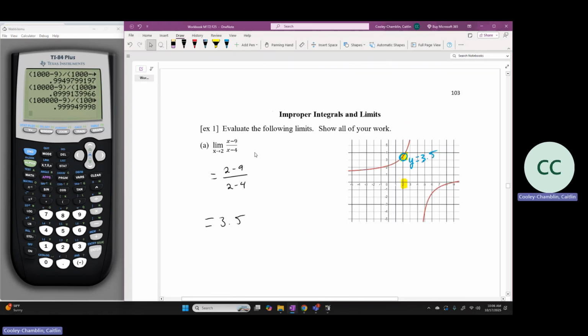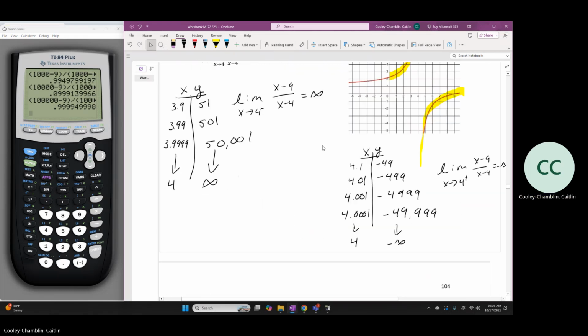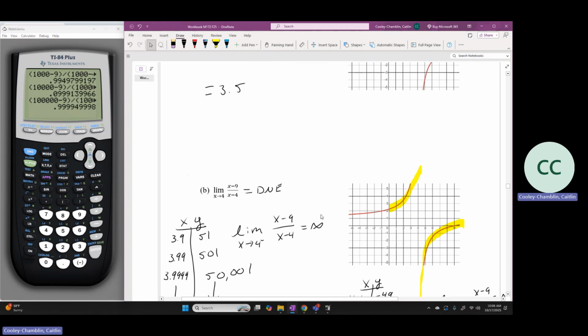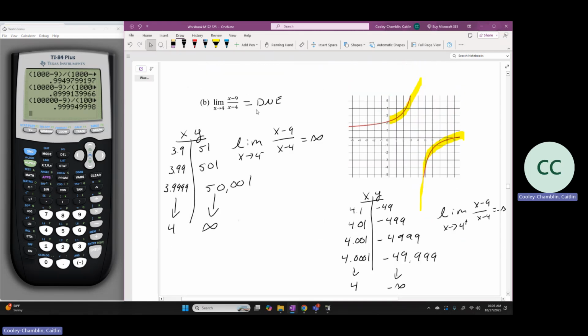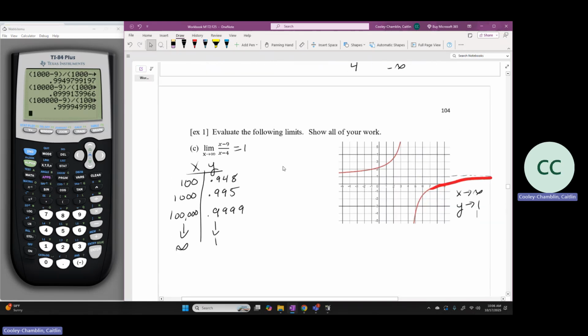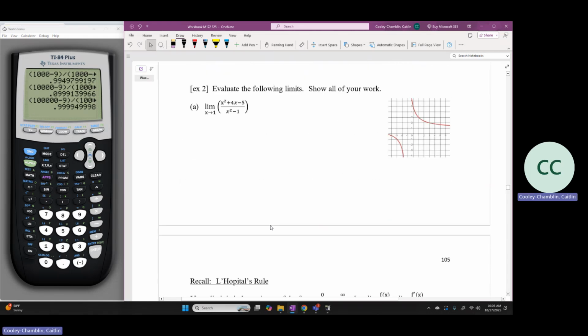Now, all of these limits, we were able to find an answer using t-tables or even using algebra. This one just does not exist. This one we can do a little algebra on if you wanted to. I'm just not. If you want to see that video, I can share that video with you. But, you know, as the x's go to infinity, y's go to 1. So let's go to example 2.